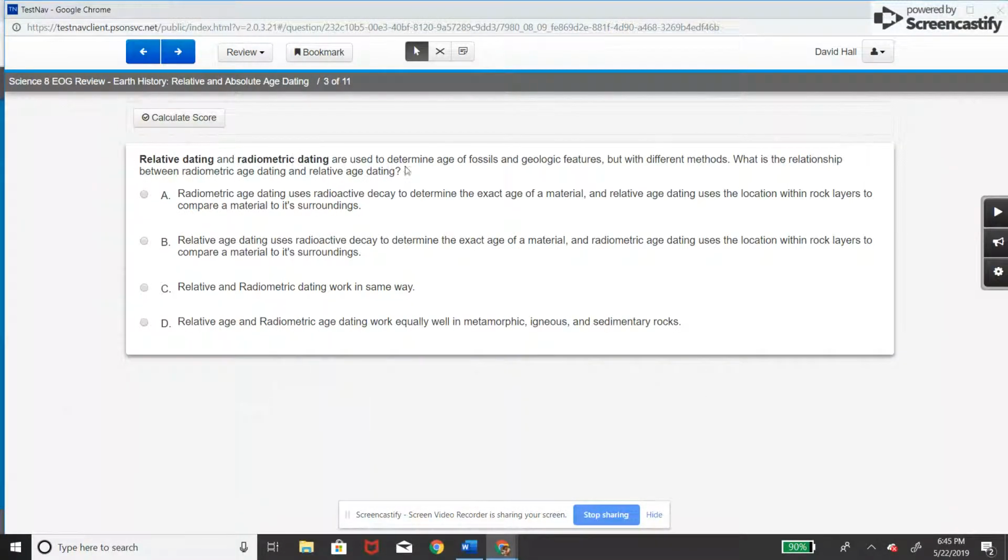Relative and radiometric are used to determine age of fossils and features. Different methods. What's the relationship to radiometric? Radiometric is also absolute age dating. Radiometric dating uses radioactive decay to determine the exact age. That's true. Relative age uses location within the layers to compare a material to its surroundings. That should not be apostrophe S. Such shame.